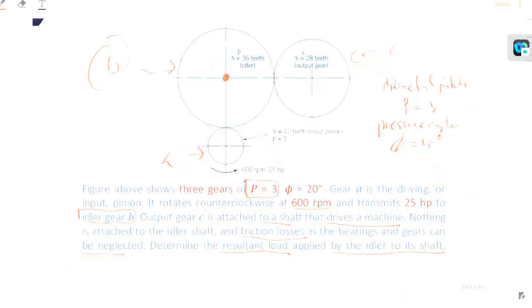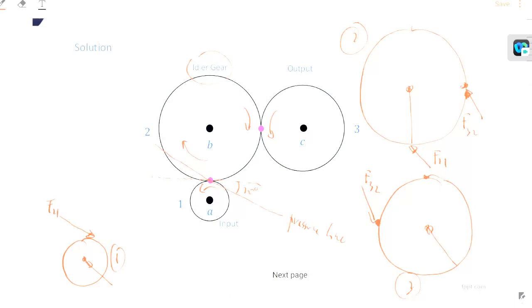Alright, class. So you resolve the forces, you get the forces acting on 1, 3 and 2. So then you calculate for 1, then you calculate the same for 3, then you combine both, so you get this resultant force.